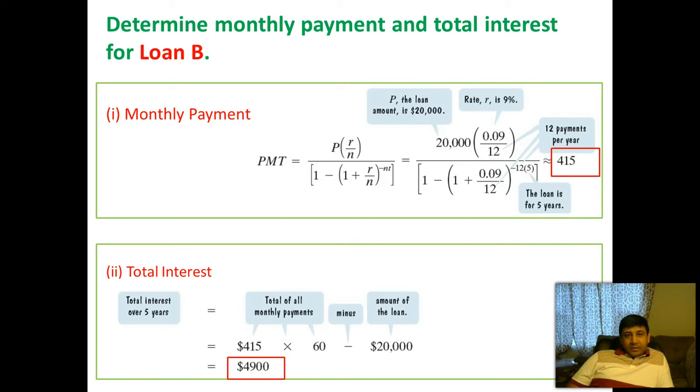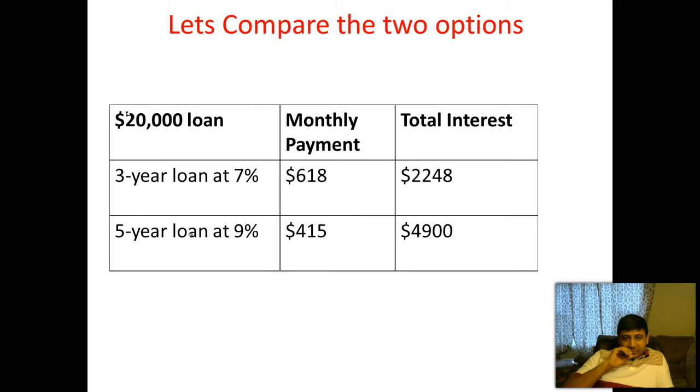Now let's put things together and make an educated decision here. If we go with the 3-year loan at 7%, our monthly payment is high, but we save money at the end. Our interest is less. But if we go with the 5-year loan, its monthly payment is less, but the interest is more. Interest is almost doubled.